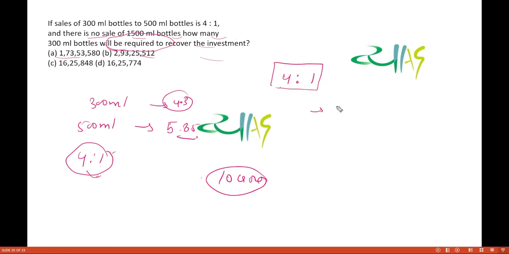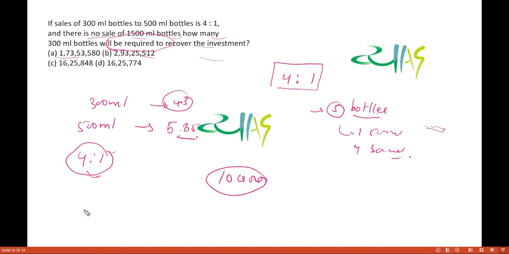Fine. So for example, it is saying if 5 bottles are sold, then 1 bottle is of 500 ml and 4 bottles are sold of 300 ml. Now it is asking how many 300 ml bottles are required to recover the investment.